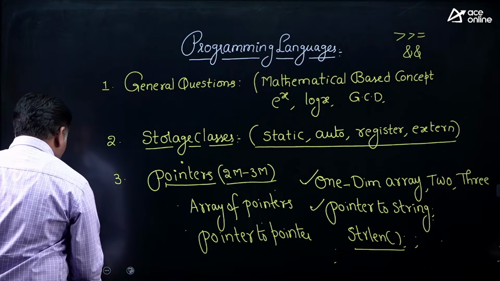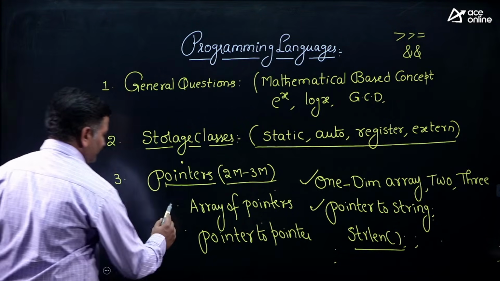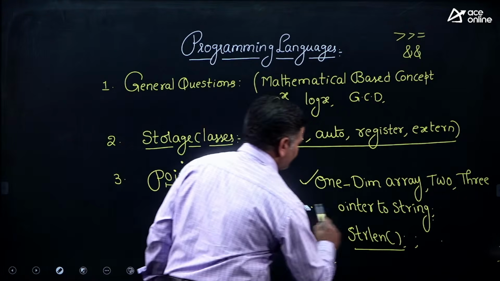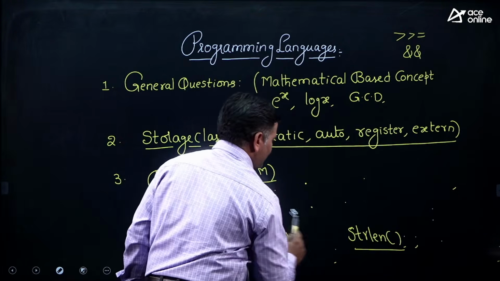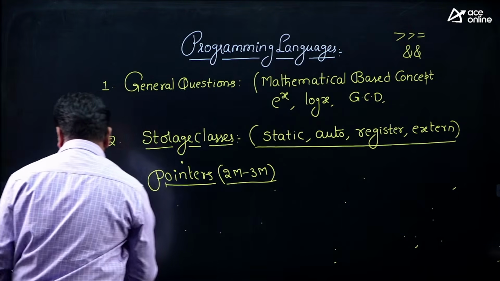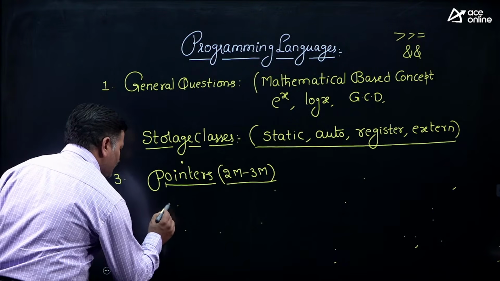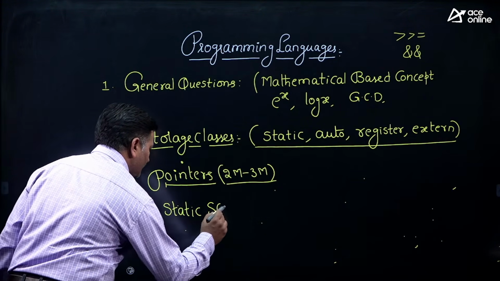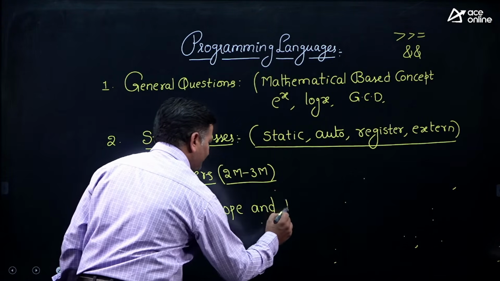And the fourth topic, if you use the class notes in a sequential way, you can easily answer many questions by combining multiple topics in a single question, right? I can say the fourth topic is static scope and dynamic scope.